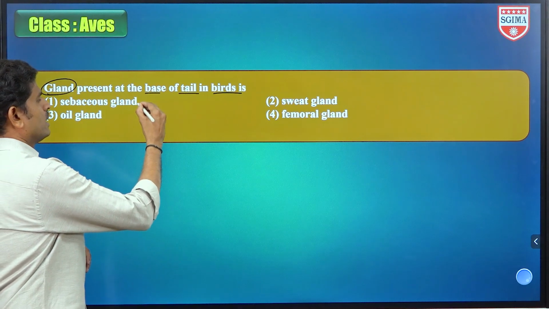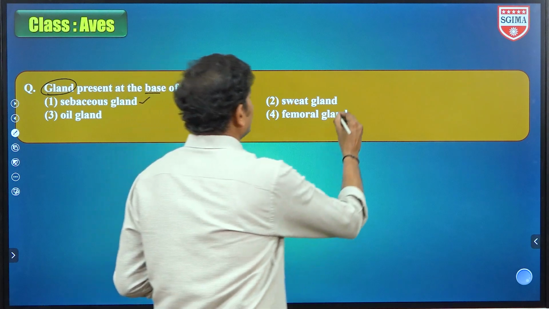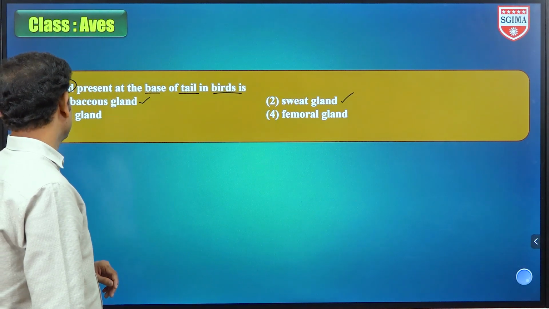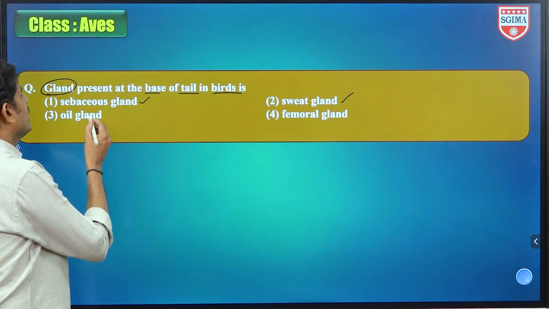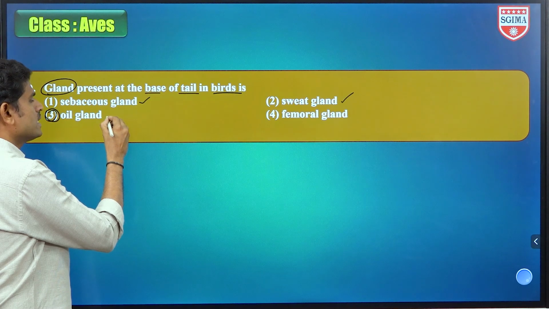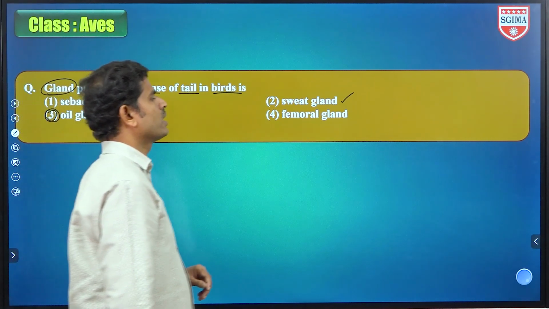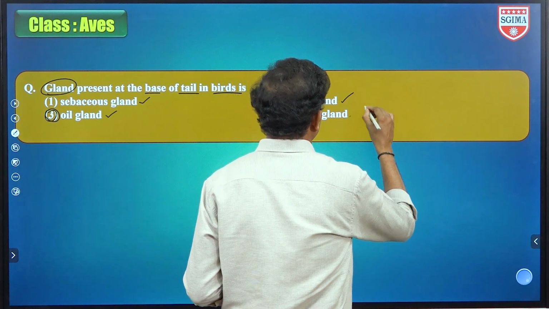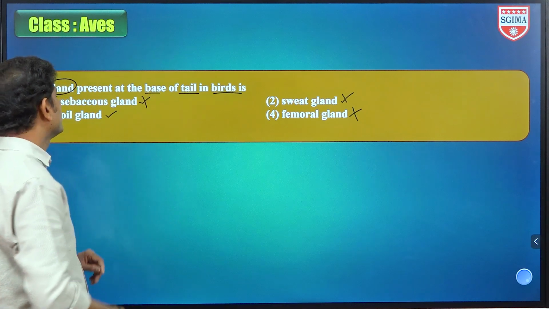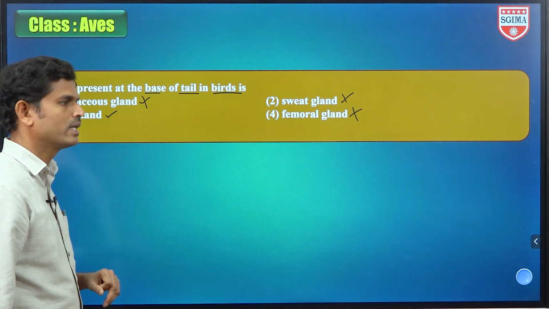First option, sebaceous glands. Those are present in our body. Next one, sweat glands. These are also present in our body, not in birds. And next one is oil glands. Oil gland, this is the only correct answer in birds. At the base of the tail, it is present. And next one, femoral glands. So this is also not present in birds. So the correct option is the third option, oil gland or preen gland or uropygial gland.